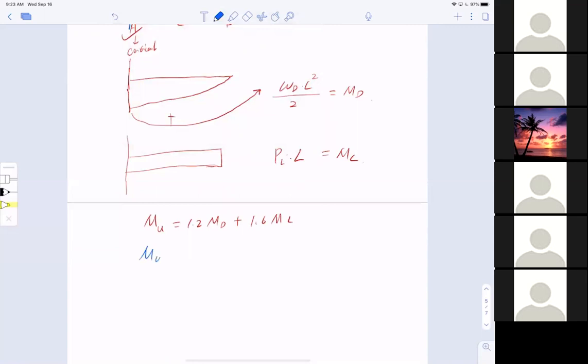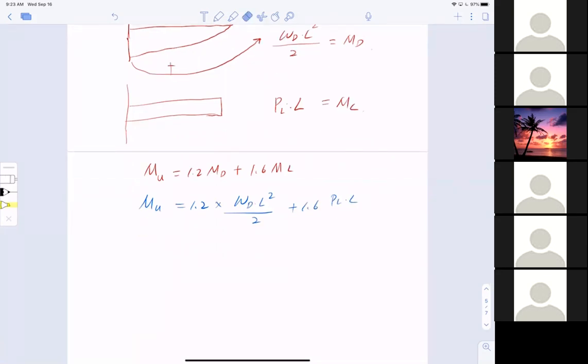Mu, which is the applied moment, equals 1.2 WD L squared divided by 2, plus 1.6 PL multiplied by L divided by 2. That's it. Okay, so with that, let's proceed with the calculation.